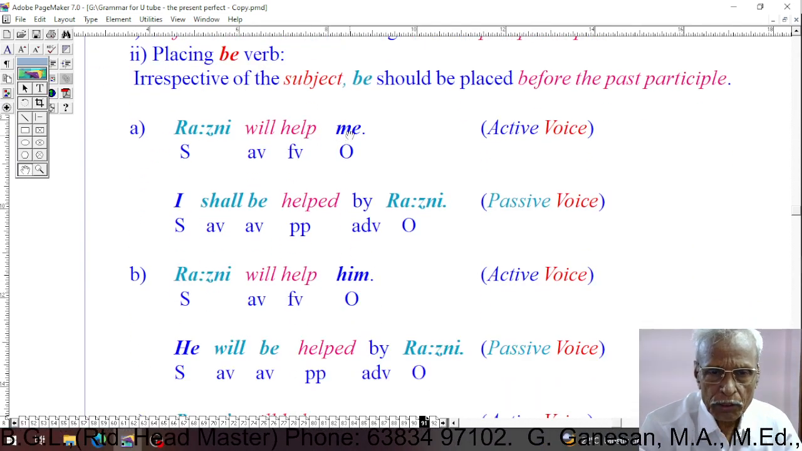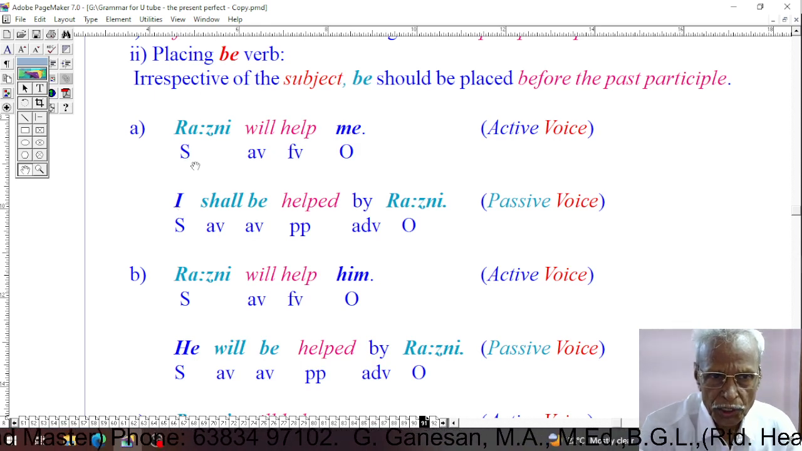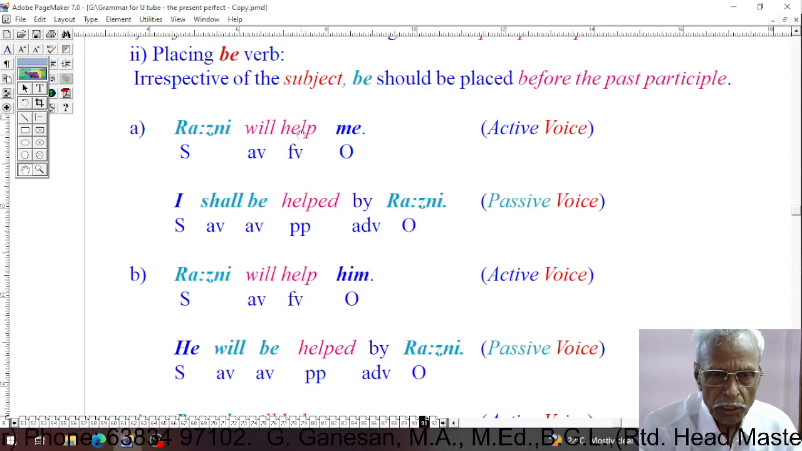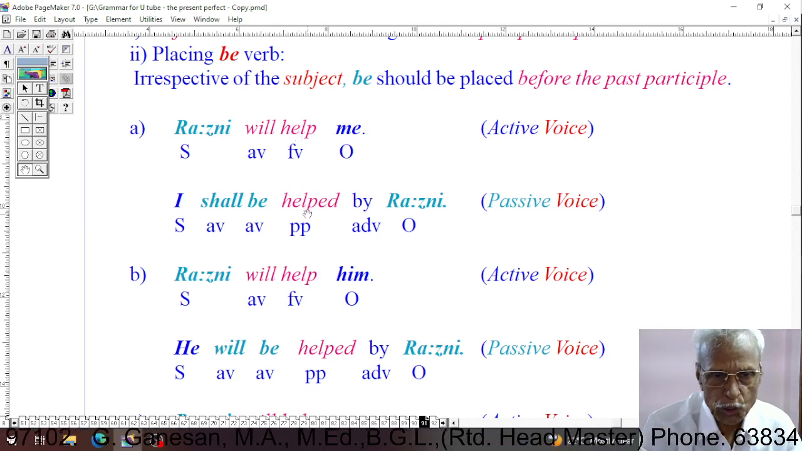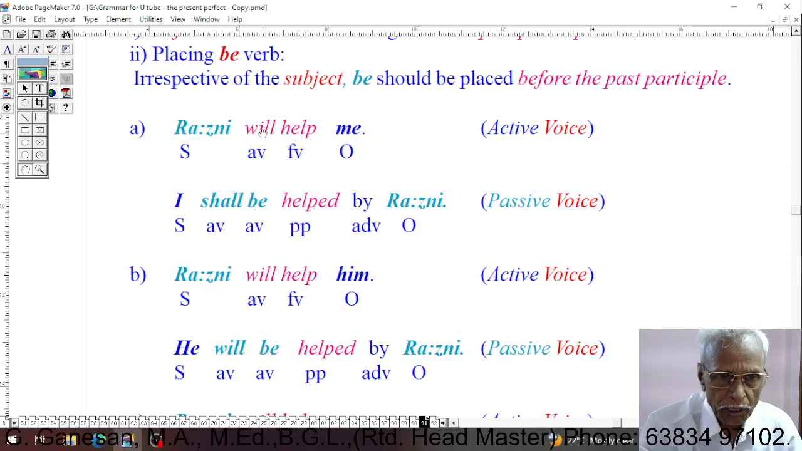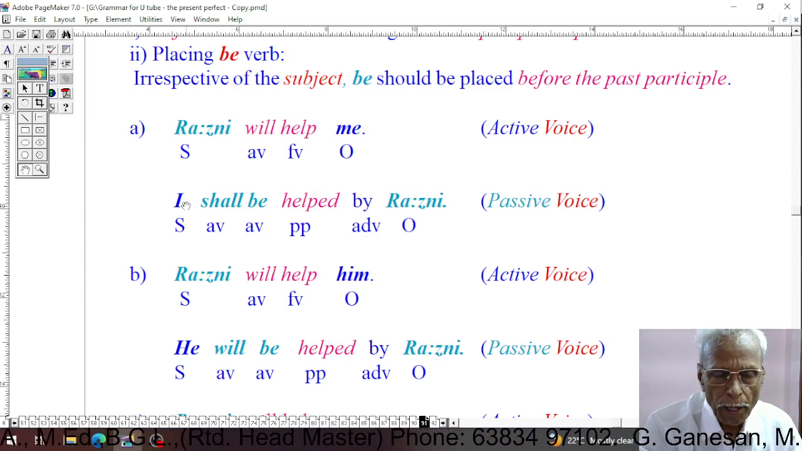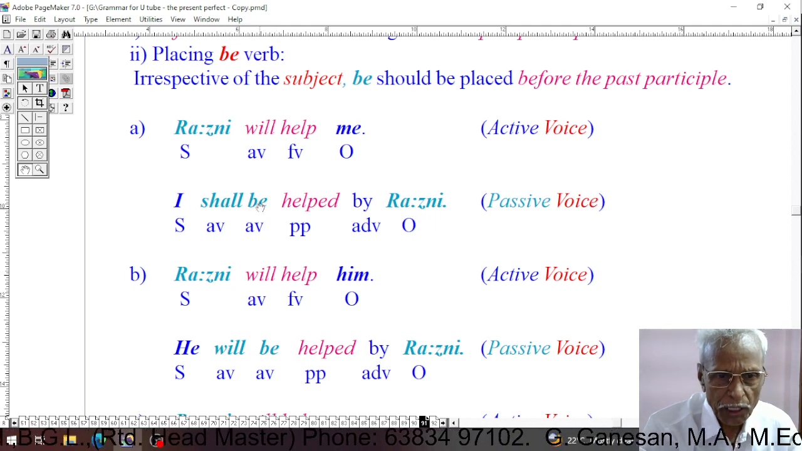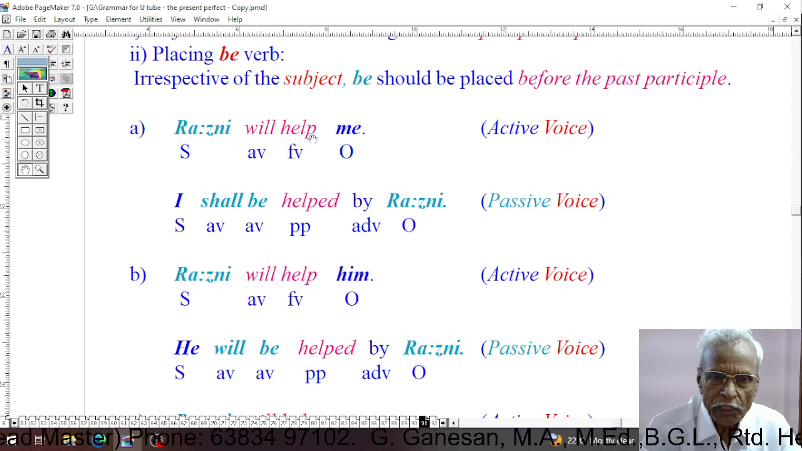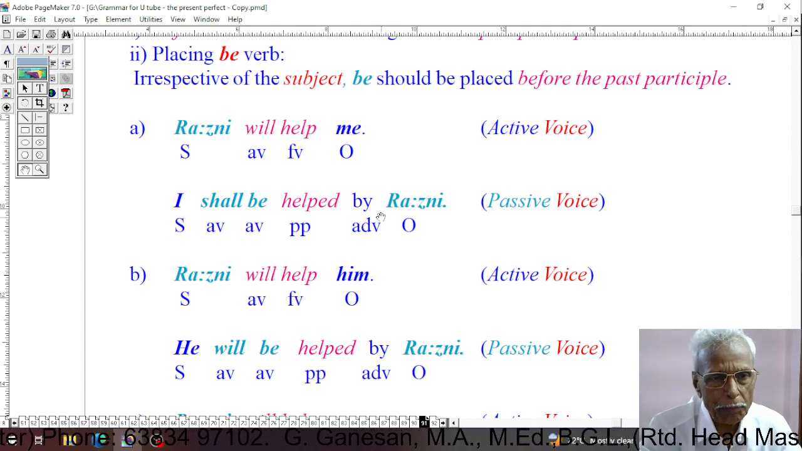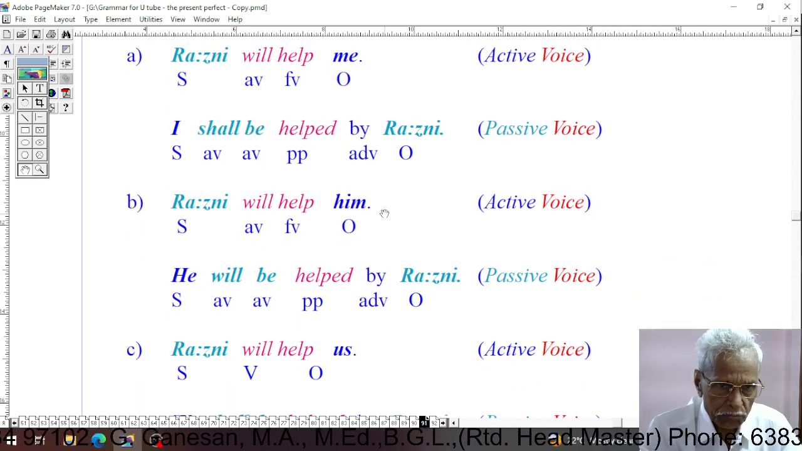Ronnie will help me. Me is changed into I, subject. By Ronnie, object. Will help. Help is a finite verb. Help is changed into helped, past participle. Then will: here it is third person, Ronnie. Here the subject is I. So will is changed into shall and be is placed between them. So, Ronnie will help me. I shall be helped by Ronnie. Passive form.